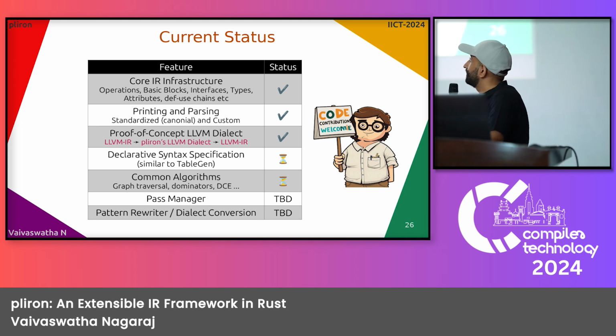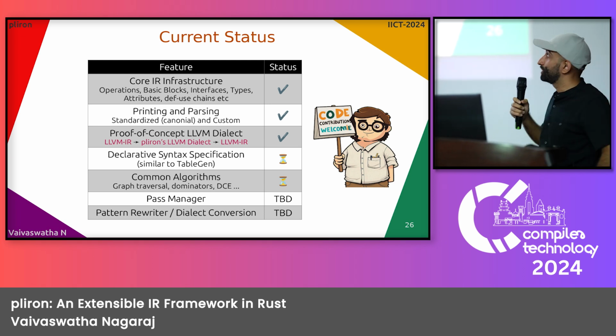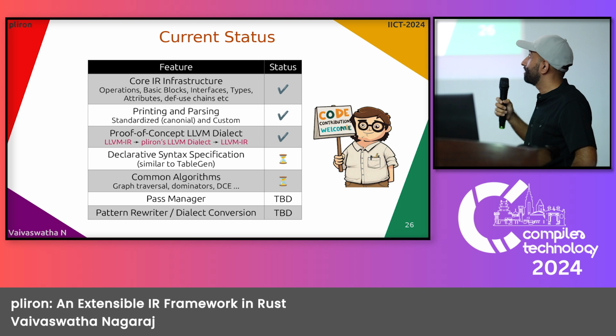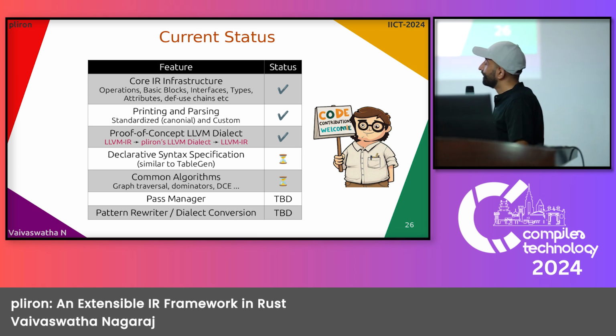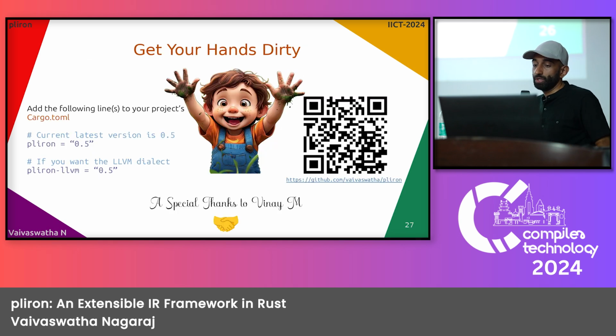I'm still working on having a TableGen-like syntax. The plan is to use Rust macros that are quite powerful rather than another whole new language for it. Some common algorithms I'm still working on, and in the future, I want to have a pass manager, pattern rewriter, and the whole stuff. So that's it.